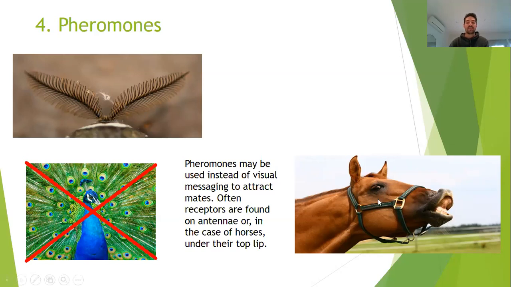Horses, you may have seen them do this when they open up their top lip. It's because their receptors for pheromones are actually located in that location. So by opening their mouth, they're making it easy to accept those pheromones that might be for when, let's say, a female or a male is ready to reproduce.